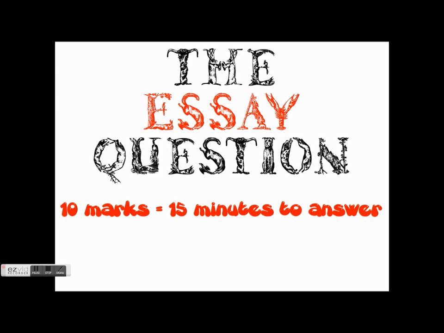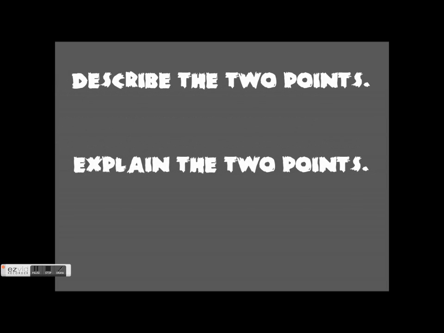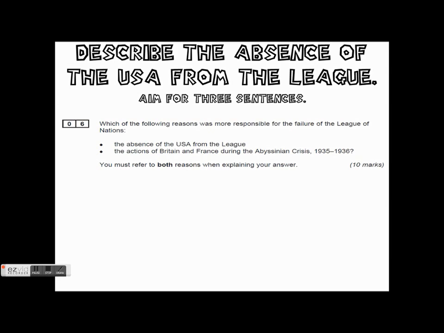Now how you're going to do that is quite simple. There's 3 little steps you're going to remember. You're going to describe 2 points, you're going to explain 2 points, and then you're going to link the 2 points together. So first of all, you're going to describe the absence of the USA from the League of Nations. Please press pause, have a go, then once you press play again, my model answer should appear.